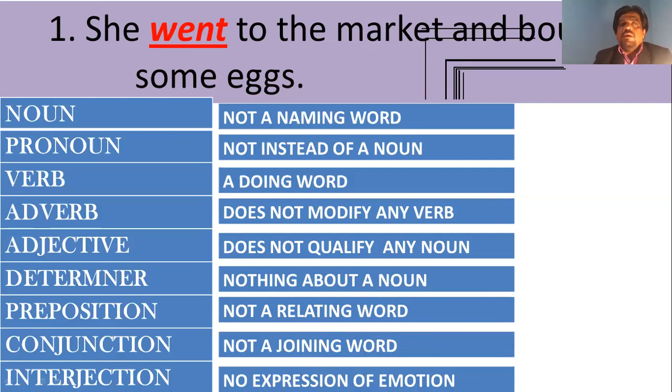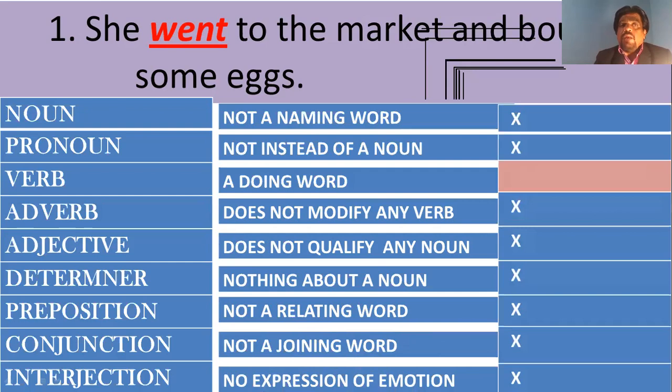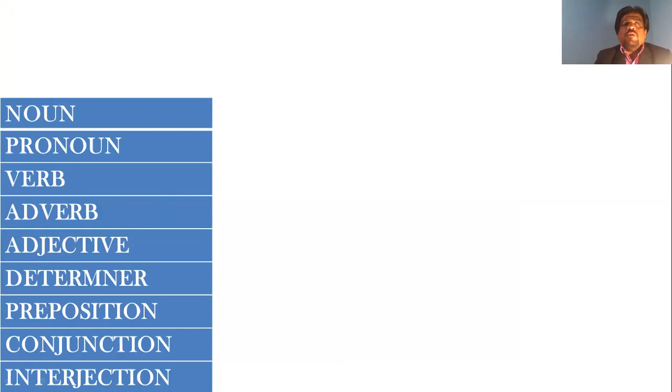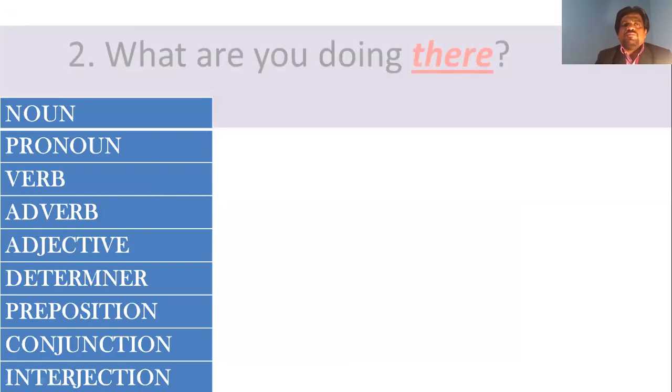Therefore, we find it is not a naming word, not used instead of a noun, and doesn't modify or qualify any noun. We may say that it is definitely a doing word, and therefore the word went is a verb. Absolutely, it's a verb, no doubt about it. And now comes another sentence.